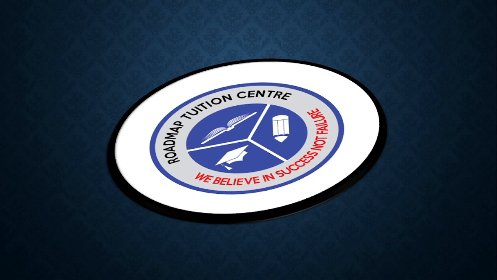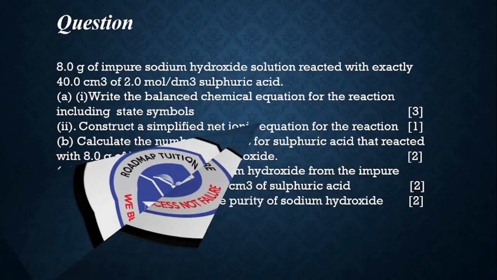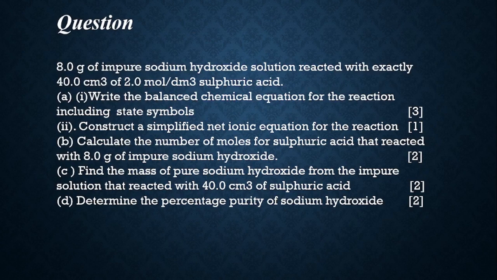In our tutorial today, we're going to look at a question in chemistry. The question reads: 8.0 grams of impure sodium hydroxide solution reacted with exactly 40.0 cm³ of 2.0 mol/dm³ sulfuric acid.